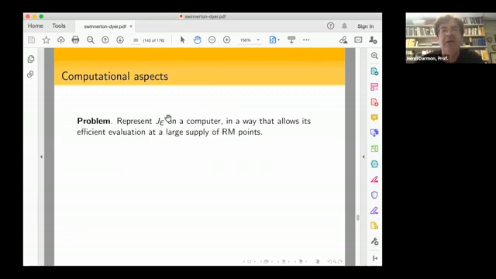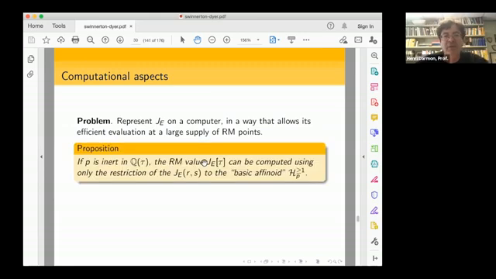I want to conclude my lecture by talking a little bit about the computational aspects of these rigid analytic period functions and the corresponding rigid analytic modular symbols. So the problem is, how do we represent such a beast, this rigid analytic modular symbol, on a computer in a way that would allow us to systematically evaluate it on a large collection of RM points.